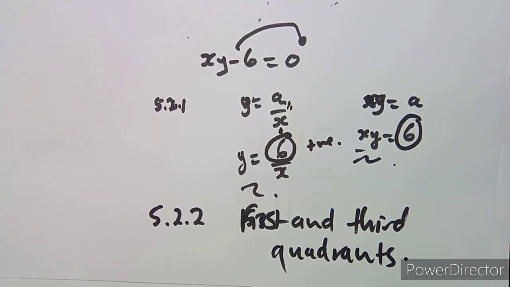Alright, so the question is actually asking you in which quadrants the graph should be drawn. Where are we going to see this graph? Okay, so that is what you actually had.